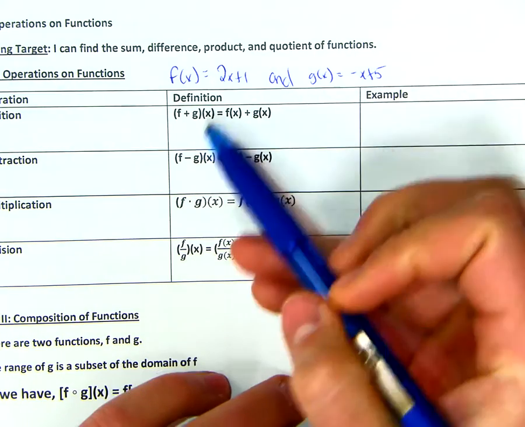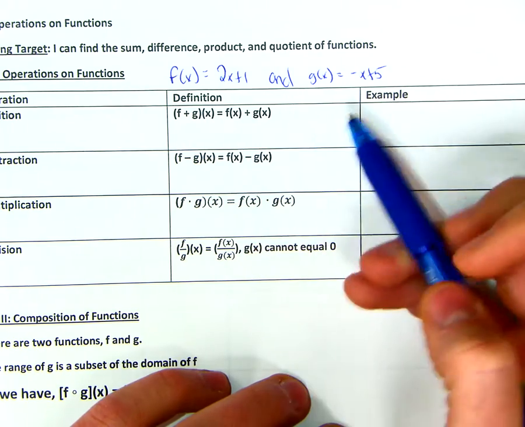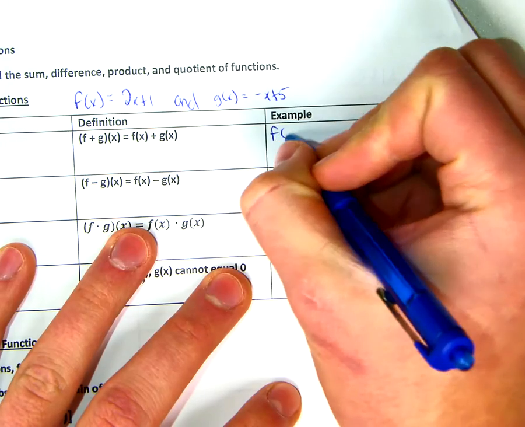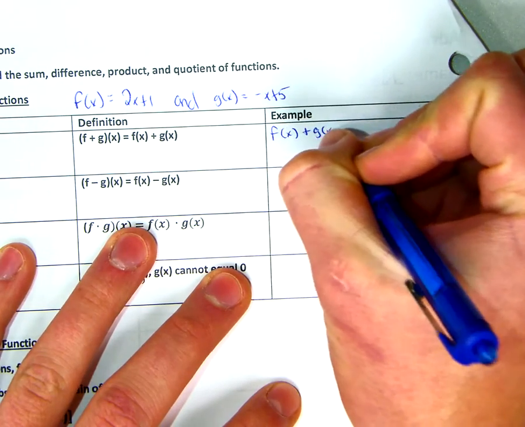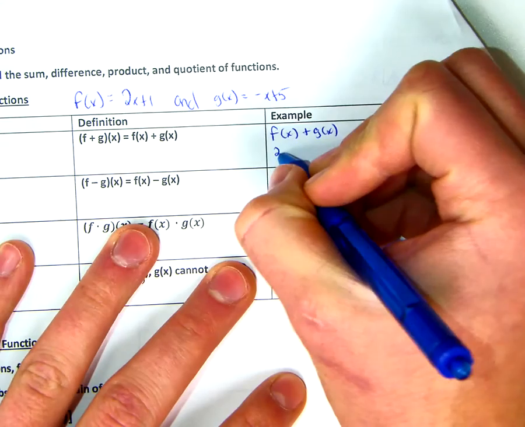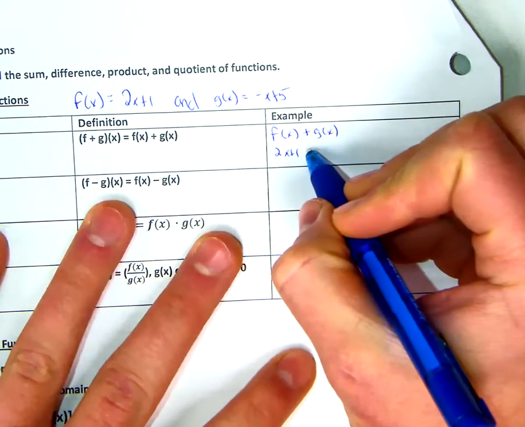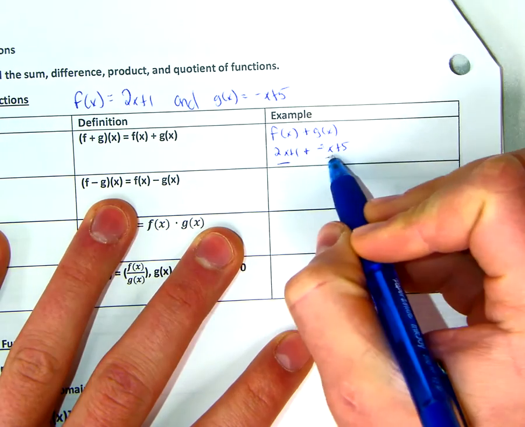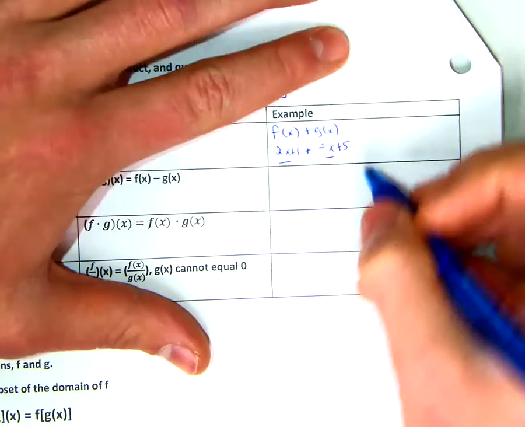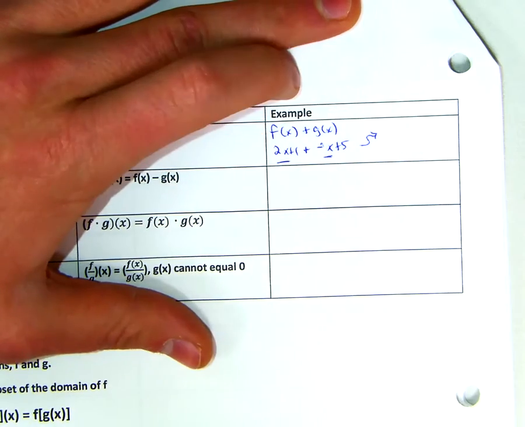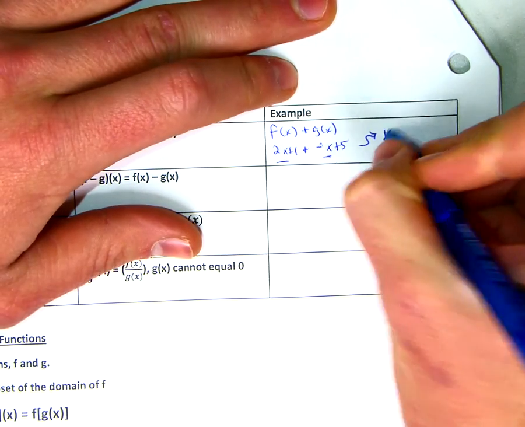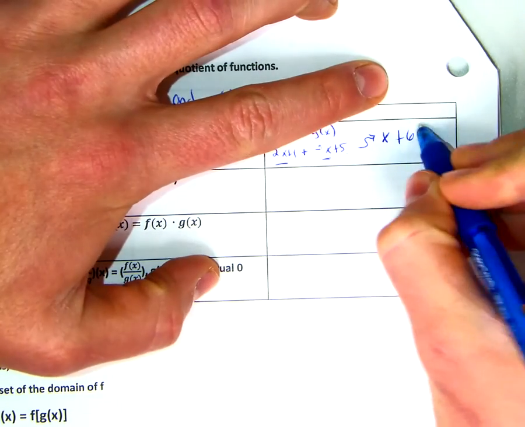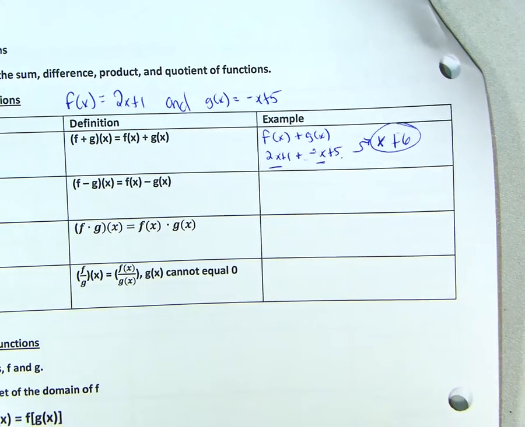So addition-wise, it says f plus g of x equals f of x plus g of x. Our example here, we're going to use these ones right here. So you have f of x plus g of x. What's f of x? It's 2x plus 1. What's g of x? It's negative x plus 5. Now you're just combining like terms, so 2x plus a negative x is just an x. So I'm going to put the answer right here where this arrow is. So we have an x, and then 1 plus 5 is 6. And that would be your answer then.